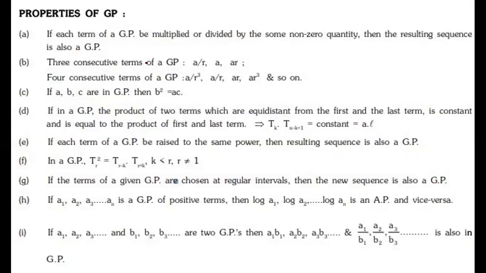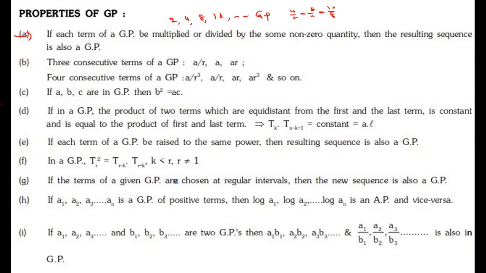Next one. So these are the properties. Take some examples. Get ready. If each term of a GP is multiplied or divided by some non-zero quantity, then the resulting sequence is also in GP. That's what I'm saying. Take example 2, 4, 8, 16. Is it GP or not? See, GP obviously. What is the common factor? 2, 2 square, 2 cube, like this only. Otherwise, 4 by 2, 8 by 4, you can see like that.